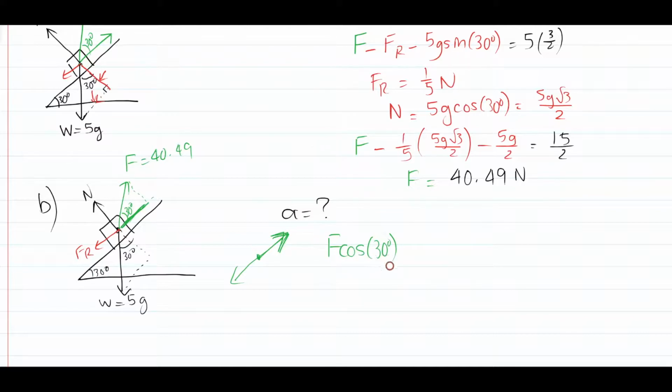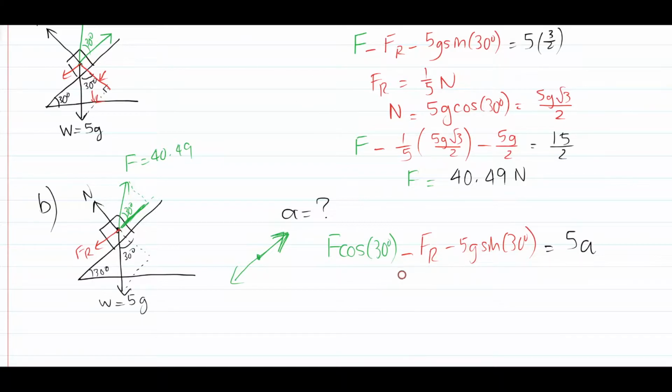F cos 30 degrees, and then we got nothing else going up, so the only other forces are going down, which in this case is friction. And you also have to minus the natural force going down, which is 5g sine 30, as we've done already. 5g sine 30 degrees, and that should equal mass, which is 5, times acceleration. Acceleration is not 1.5, don't confuse that. It's a different acceleration. Okay, so we want to find what Fr is first.